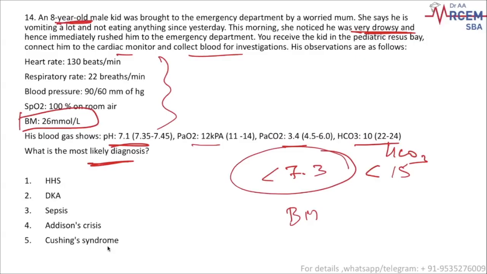This is the initial presentation to the emergency department. That's why he has presented with complications. Remember that DKA is more commonly seen in type 1 diabetes. HSS is more commonly seen in type 2 diabetes mellitus. So the right answer here is the second option, DKA.